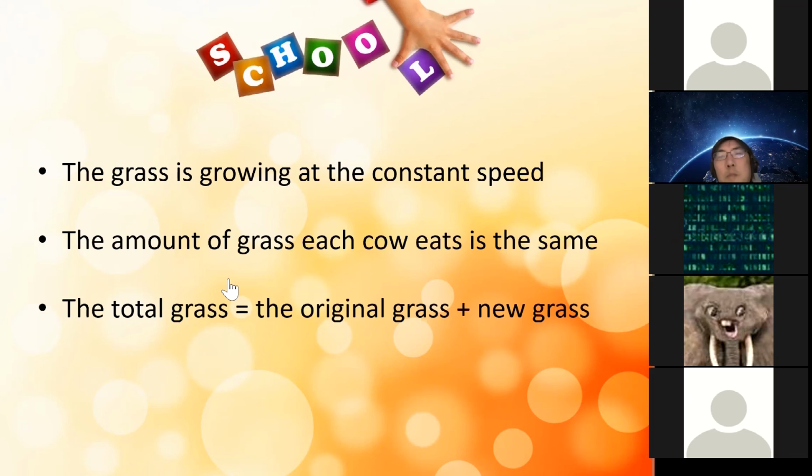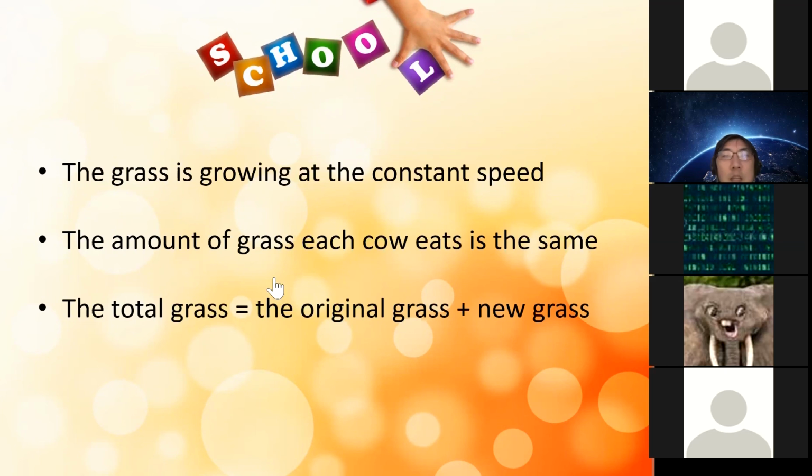Okay, maybe someone has a question, like maybe you want to ask, hey teacher, you said the grass is growing at a constant speed. So the grass is growing every second, right? So what about after 12 weeks? After 12 weeks, the new grass will still grow. Then how can you say it takes 12 weeks? There is still new grass.